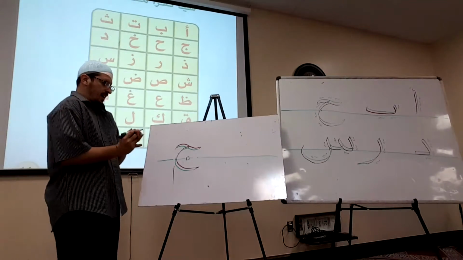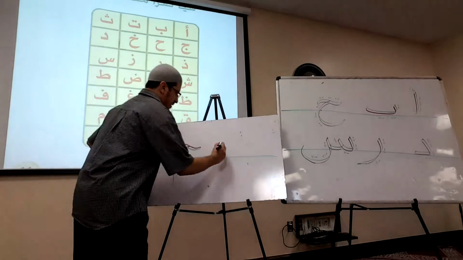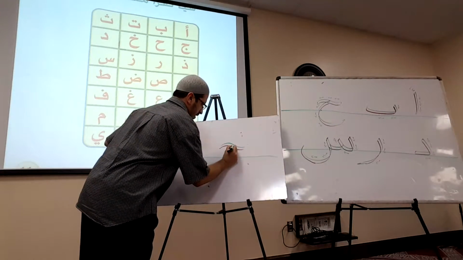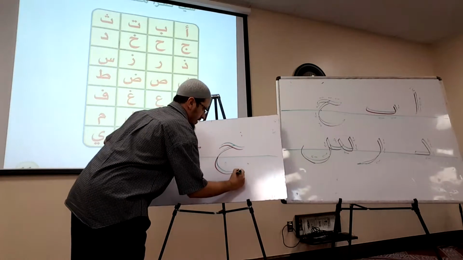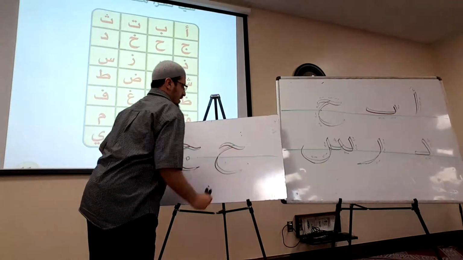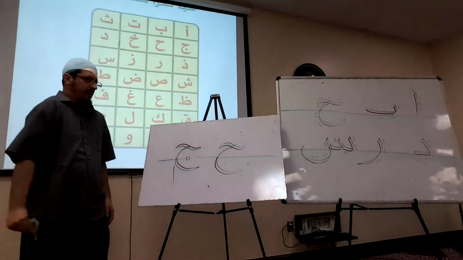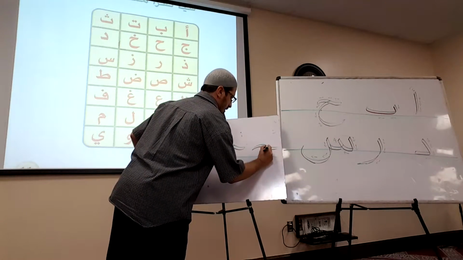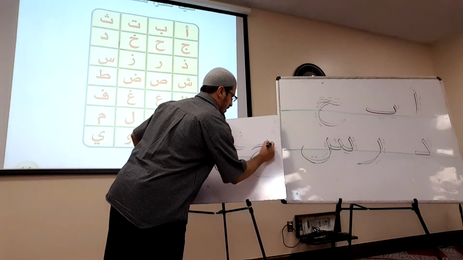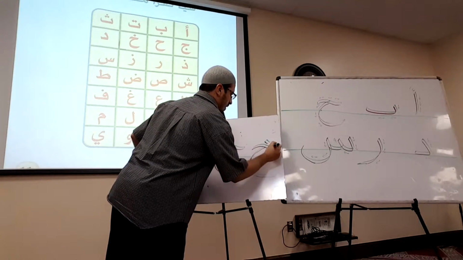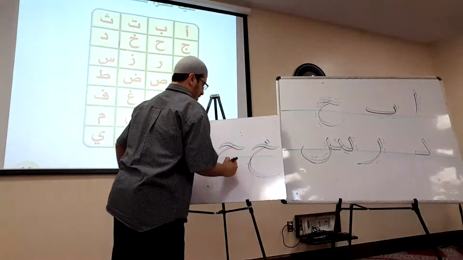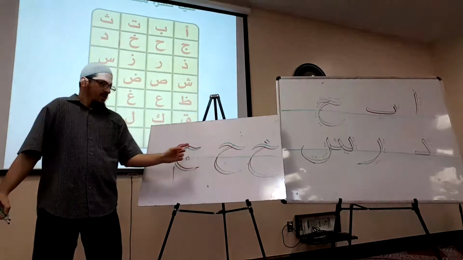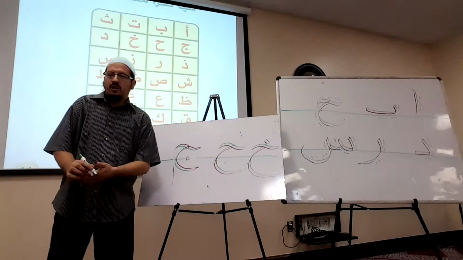So let's do the ha, right? The ha is without a dot. Ha. Baraka. No, ha, that's another one. Jim, ha, kha, baraka, the one you're talking about, is ha. Jim, ha, kha, jim, ha, kha.